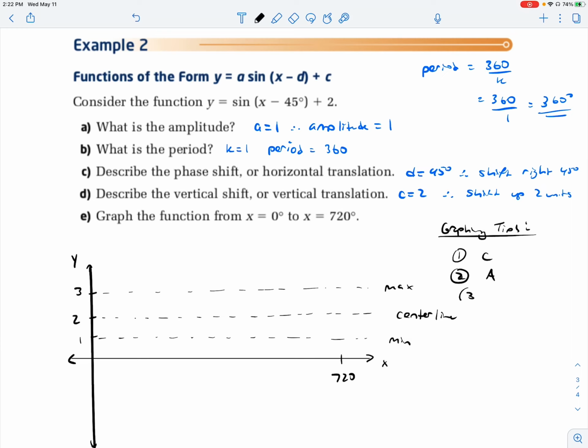All right, the next thing I look at is the period. So our period is 360. So 360 is actually halfway between 720. That means I'm going to have a full cycle from 0 to 360, and then I'm going to have another one again at 720.